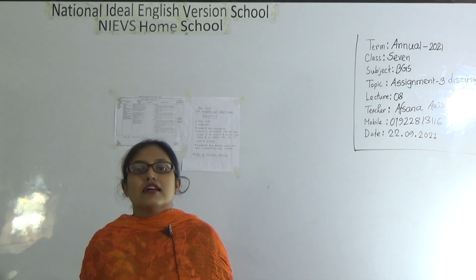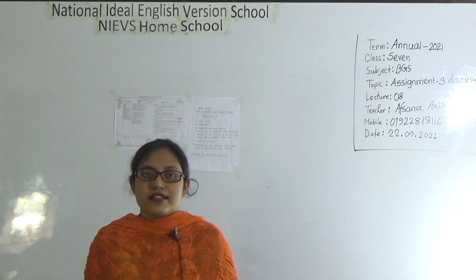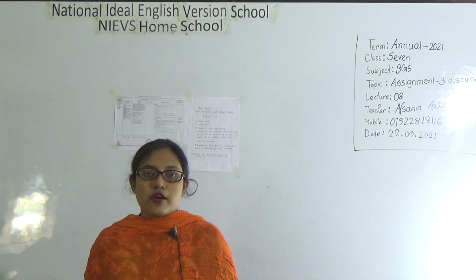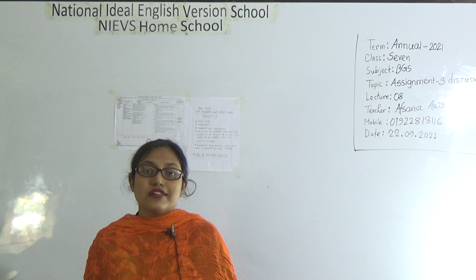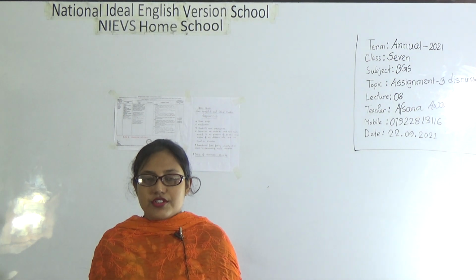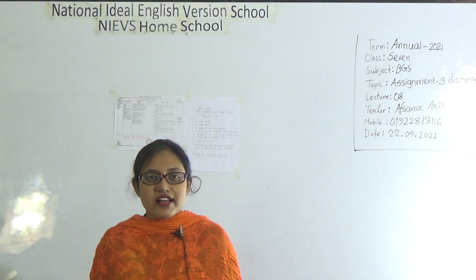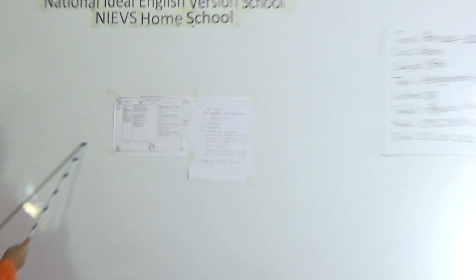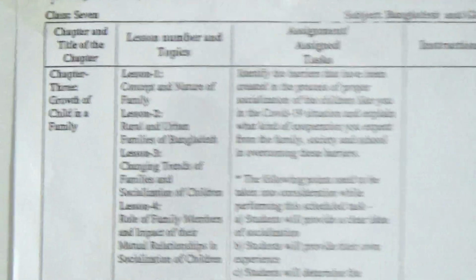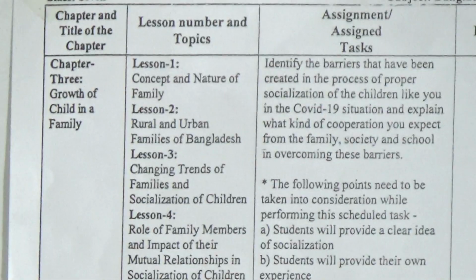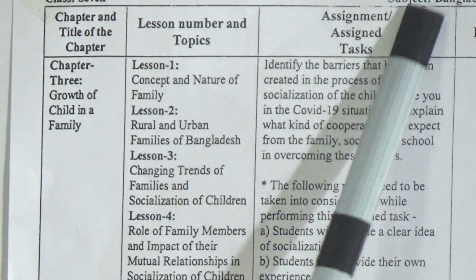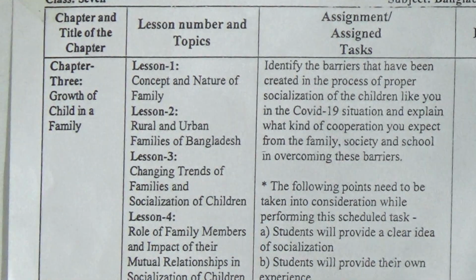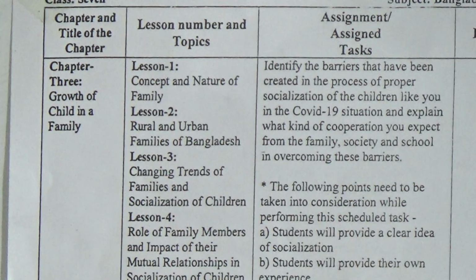Today I will take your BGS class, and our today's topic is the discussion on the third assignment. So let's start our class. Students, look at the board. At first, this is the assignment that's given for you as the third assignment. For class 7, the subject is Bangladesh and Global Studies, assignment number 3.